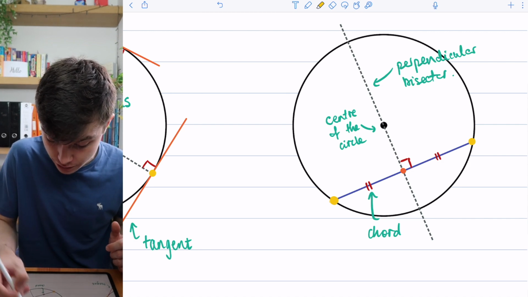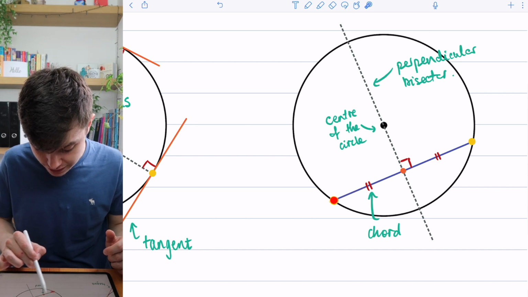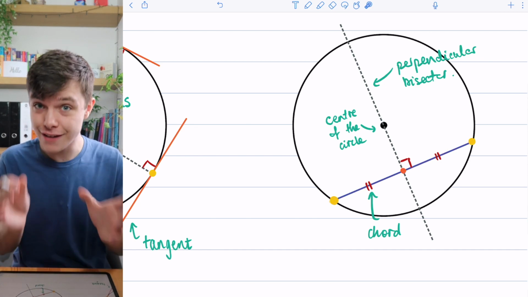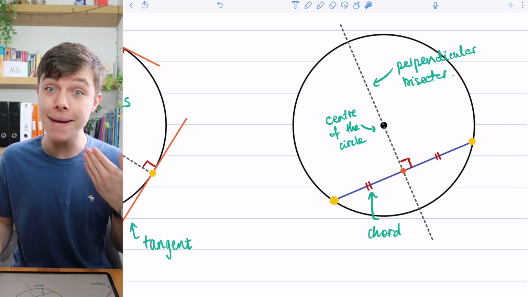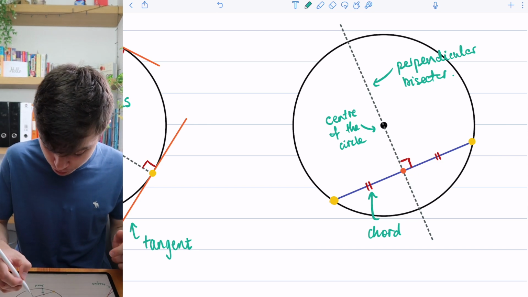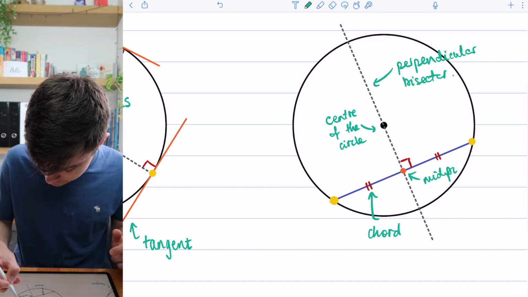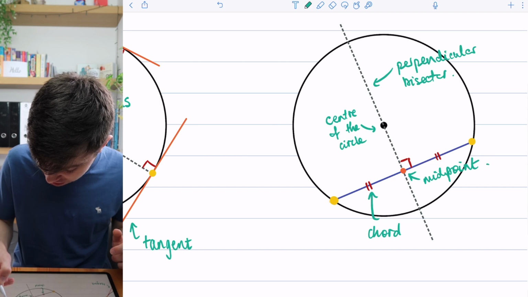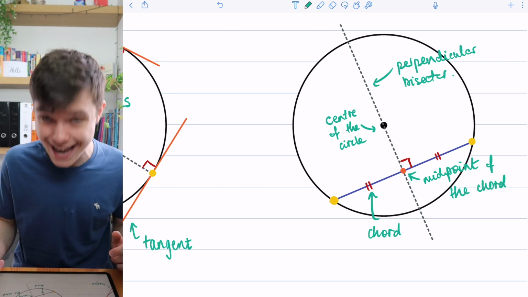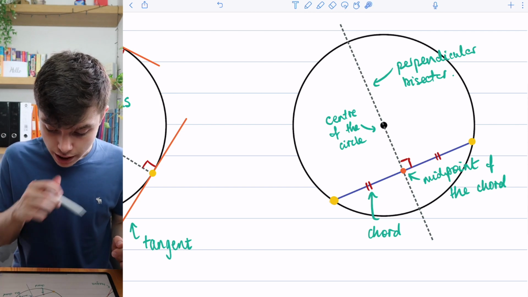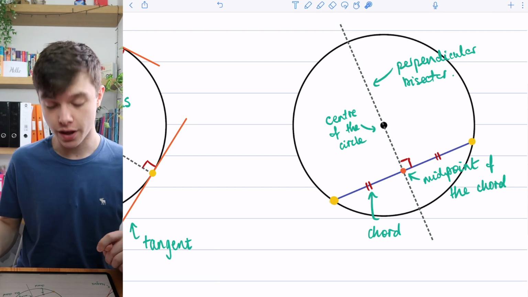That's what bi means. So we have this line here and this line here of equal length. That means this point here must be the midpoint of the line. We'll put that one on there as well. That must be the midpoint, and it's actually the midpoint not just of the line, but of the chord, because we know what the blue line actually is. So that's all the stuff we need to know about properties of the chord.